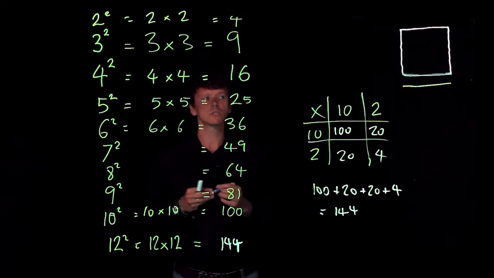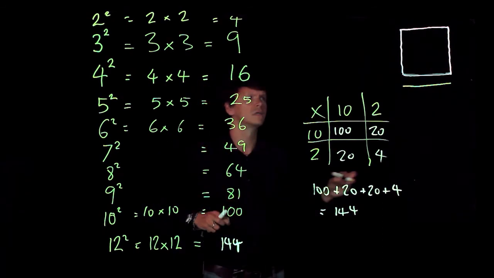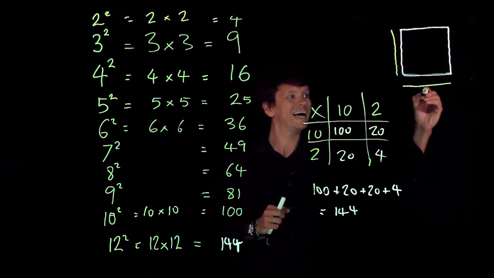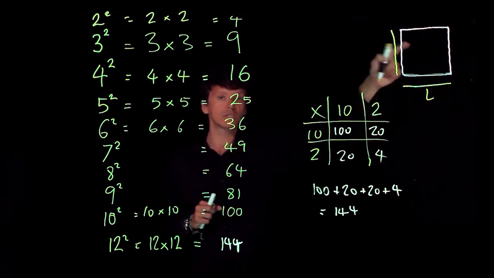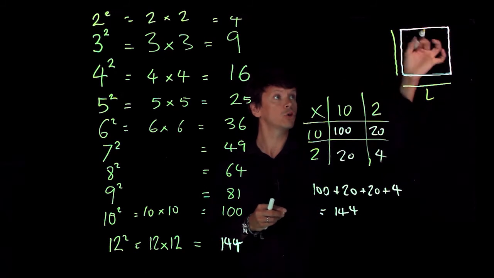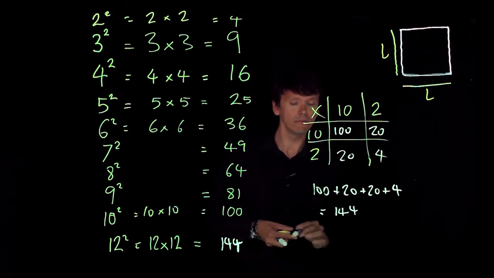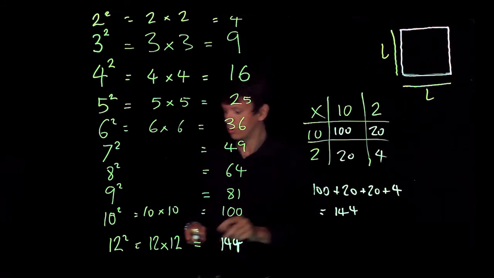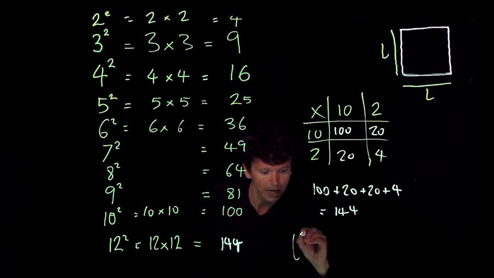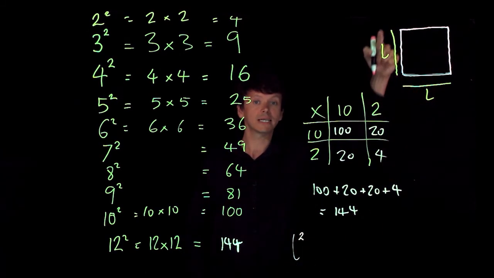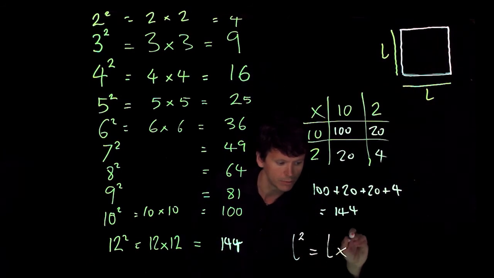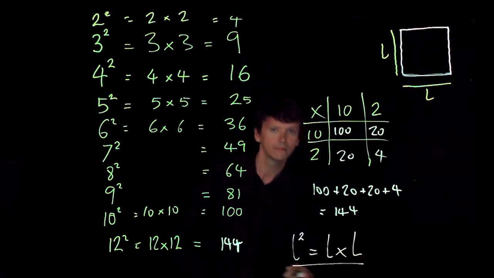And finally, just to leave you with a little bit of algebra, if we were to think of this in terms of a side length L, so we no longer know what this side length is, we're going to call it L, just means the length of a side. Being a square, of course, that means that this is also L. So in terms of algebra, we would write that L squared, to get the area of this square, equals L times L.